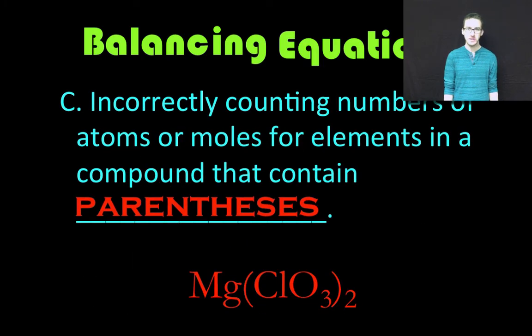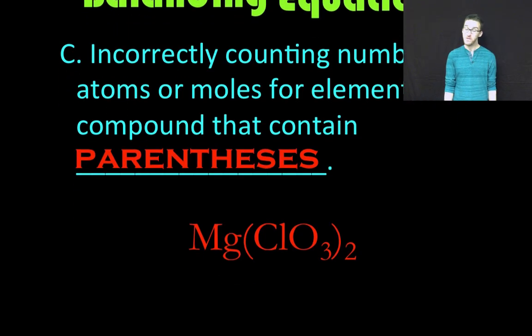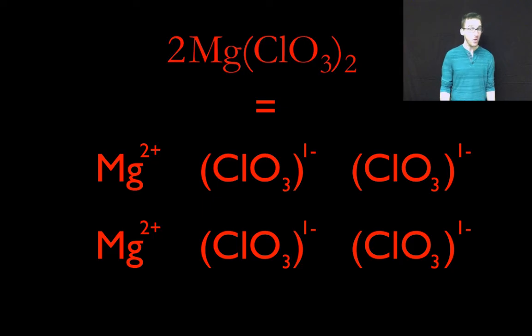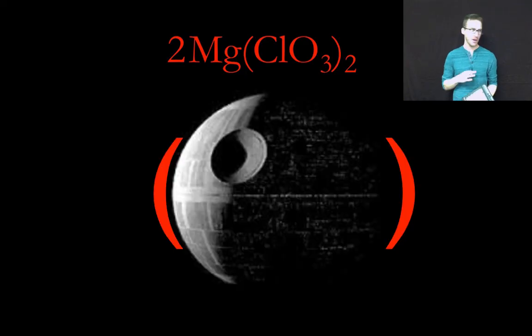Third common error. Students incorrectly calculate the number of atoms for those elements that are inside of parentheses. Be careful. Take a look at the example on your screen. Magnesium chlorate. If I had a coefficient of 1 in front of this compound, it would mean I have 1 magnesium, 2 chlorines, and 6 oxygen. And when you're balancing and adding coefficients, for example, if I put a coefficient of 2 in front of this compound, it would indicate 2 atoms of magnesium, 4 atoms of chlorine, and 12 atoms of oxygen. Whew, tricky. The dark side, always trying to drag us down with their trickery. Parentheses are kind of like the Death Star.